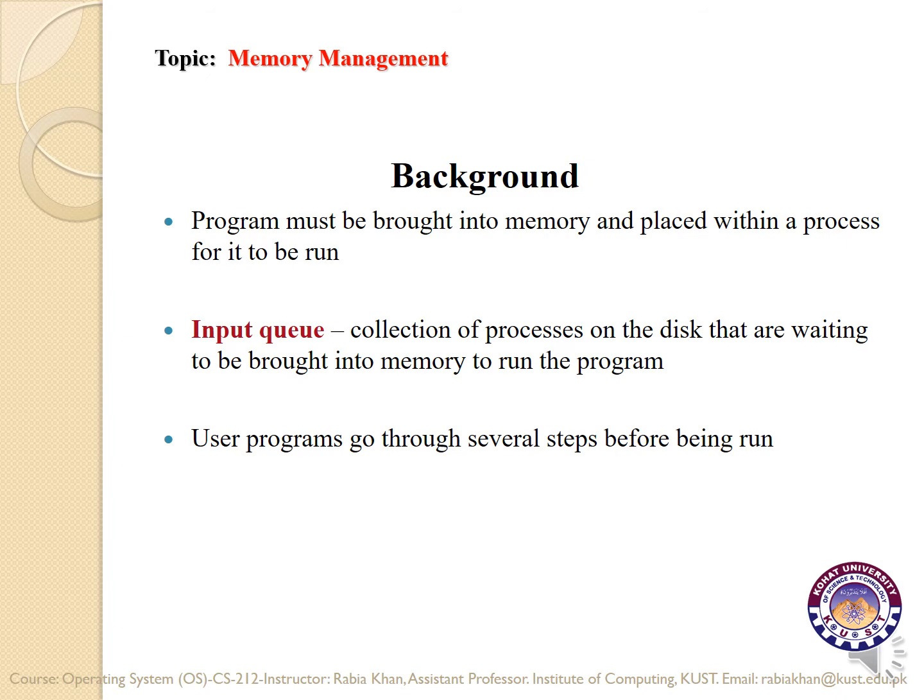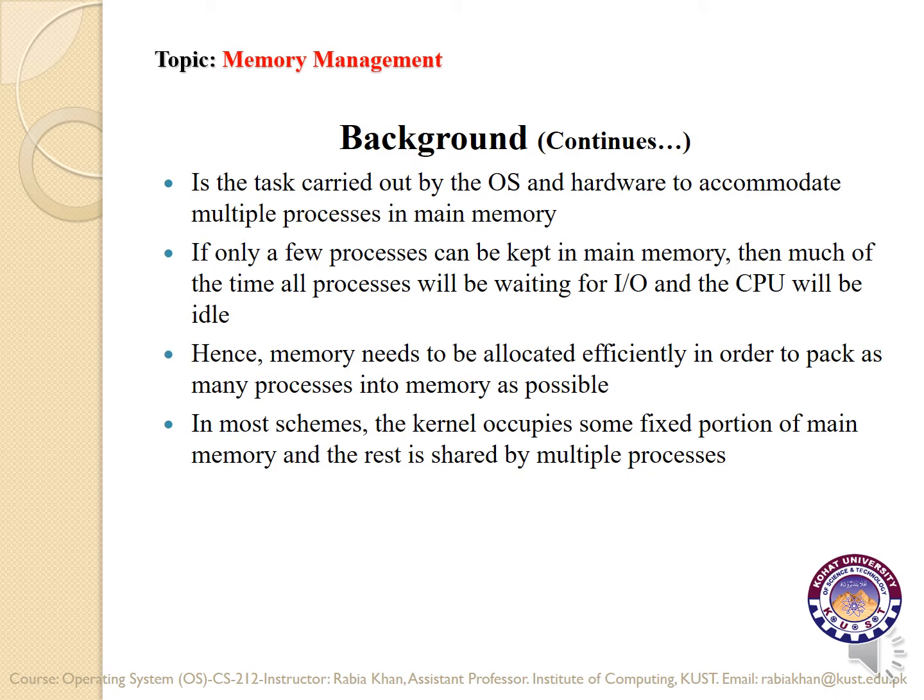You all know that a process has to go through different steps or states before completion, such as the blocked state, where it has to utilize different resources, including many other states. So these are all the basics which we have already discussed and recapped here in order to develop your background. What is memory management? It is the task being carried out by the operating system and hardware. That means both the software and hardware have to collaborate to accommodate multiple processes in RAM.